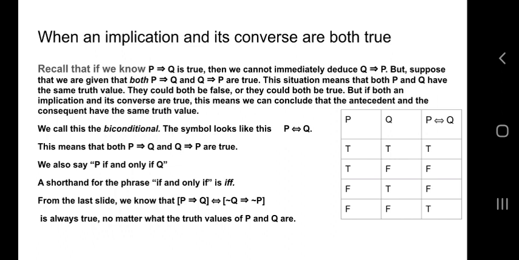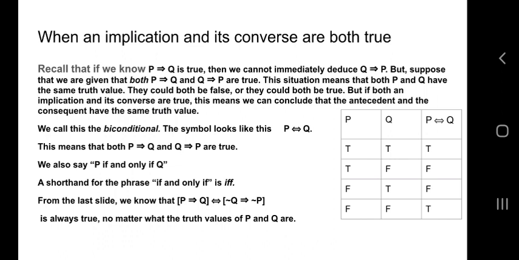The biconditional symbol is meant to look like P implies Q and Q implies P at the same time, which is exactly what it means. Number one, it means that P implies Q and Q implies P. Number two, it means that they have the same truth value. And number three, it means that if they have different truth values, then it's false, and if they have the same truth value, it's true. There's a shorthand for if and only if. It's called IFF.